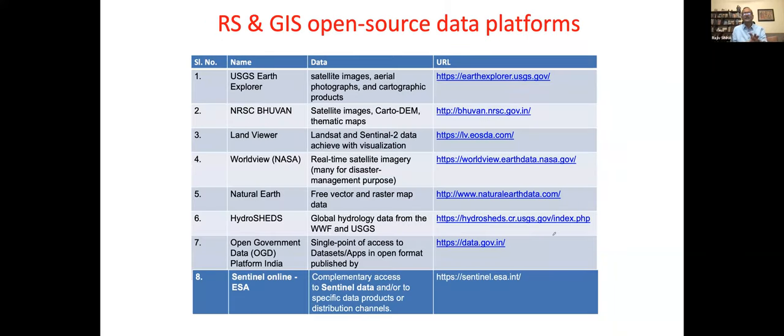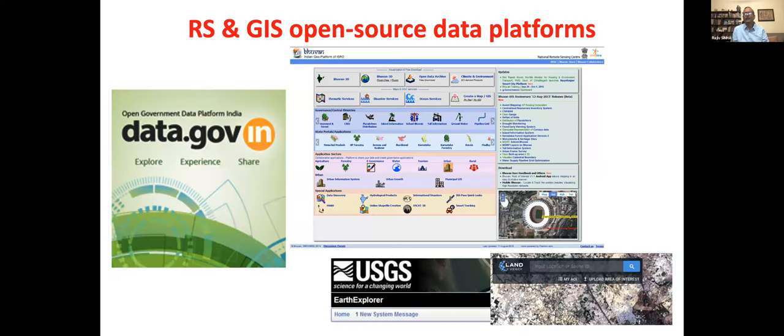Again, I have listed some of these remote sensing open source data platforms, which you can explore later. There are websites given. You can explore these websites and see what kind of data sets are available. A lot of data, by the way, is now available free of cost, but some specialized and high resolution data you have to buy. Again, I have provided some information on the open source data platforms, which you can explore more.